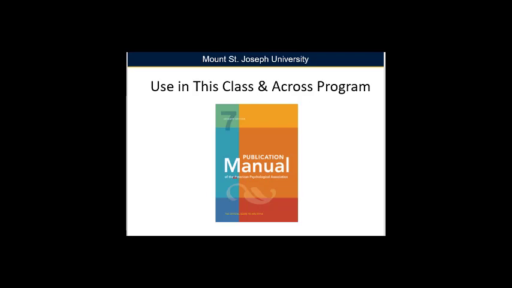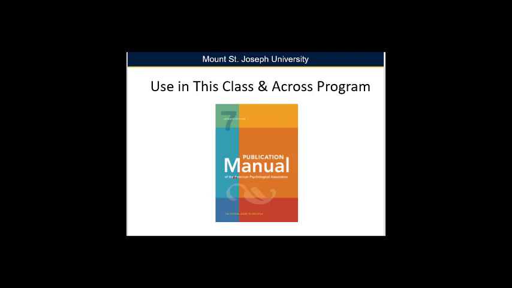APA style is used in scientific writing and for student papers. This manual is for all of these purposes. It is a guide on writing style, citations, and also how to create an article for publication and submit it for publication. In this class, we will use this guide to understand the required professional writing style of APA and citing works using APA style. This is a requirement across the program. Also, we will use this manual to understand the publication process and parts of a research article to aid in our process of being better able to read and understand research.